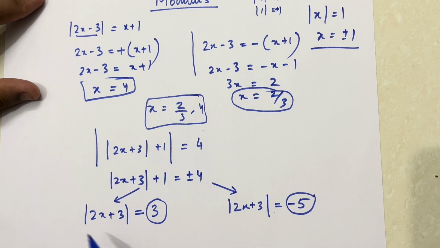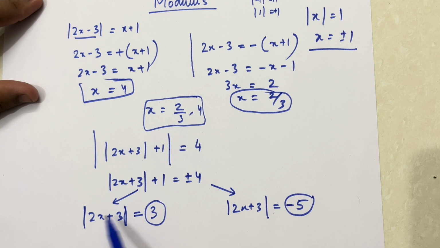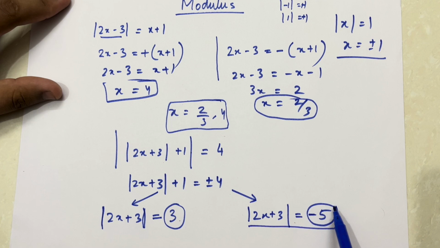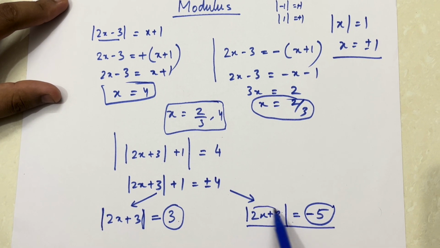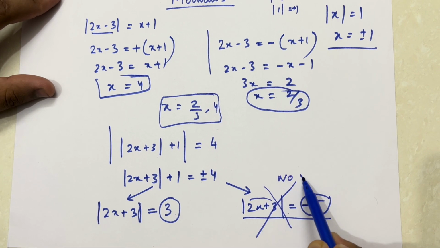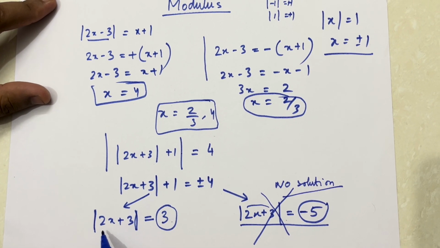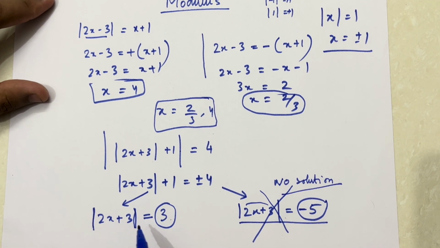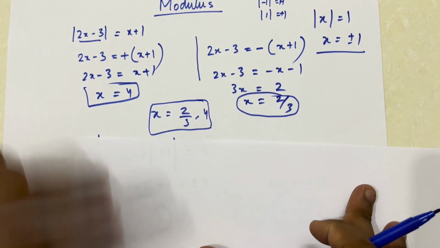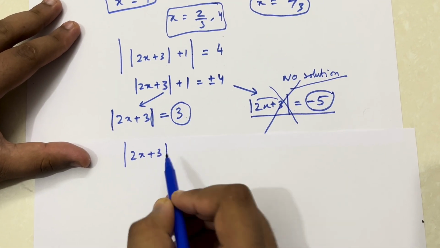Now understand one thing, this is mod. The application of mod to 2x plus 3 is giving some value, which is 3 or minus 5, but can this value be minus 5? I told you earlier, applying mod to some function, the value should always be positive. So from this equation you will get no solution. Just cancel out this equation because there will be no solution. Now you have to simply concentrate on this equation, mod 2x plus 3 is equal to 3. Let us see how we can solve this problem.